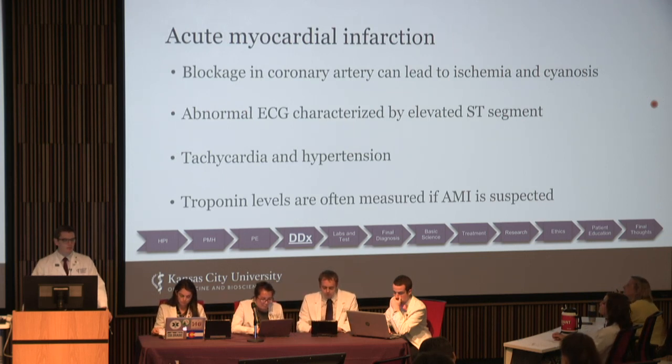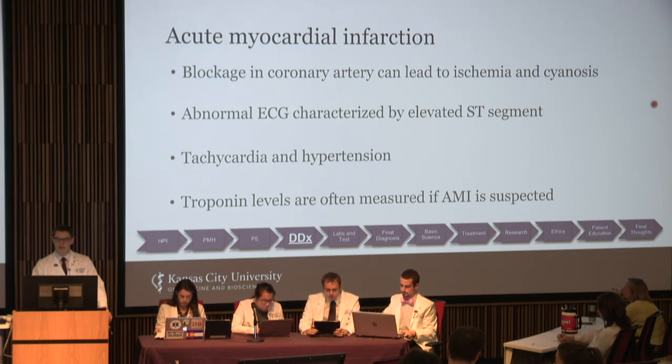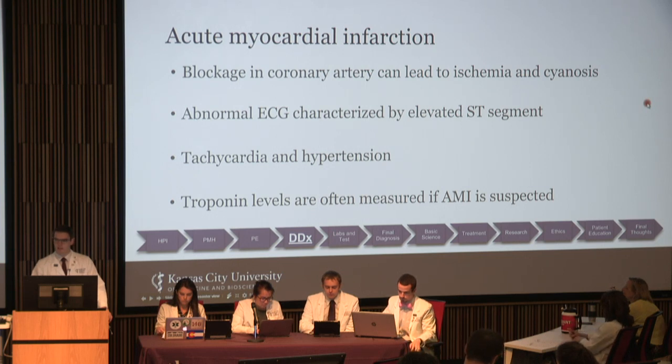Next, we will look at an acute myocardial infarction, or AMI. In an AMI, there is a blockage in a coronary artery depriving the heart of blood and oxygen. This can lead to ischemia and cyanosis of the tissues. There will also be several abnormal signs seen on an EKG, such as an elevated ST segment, which is the period between the QRS and the T wave. We will look at that shortly.